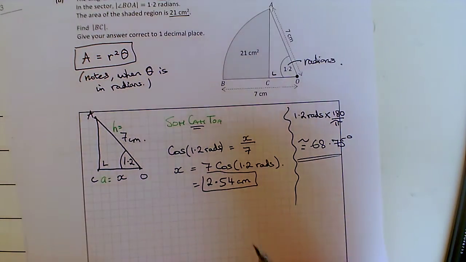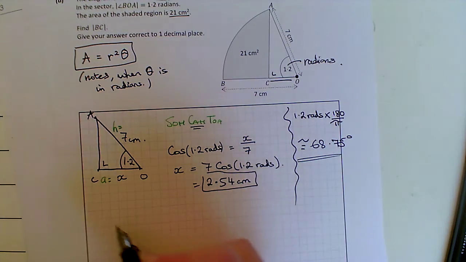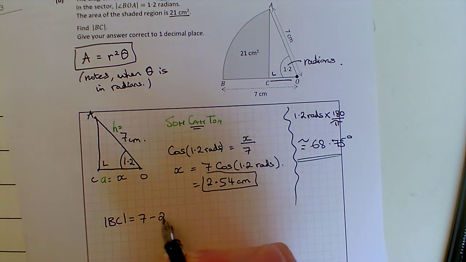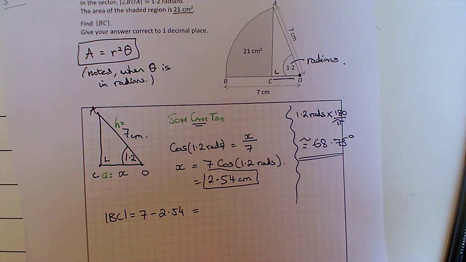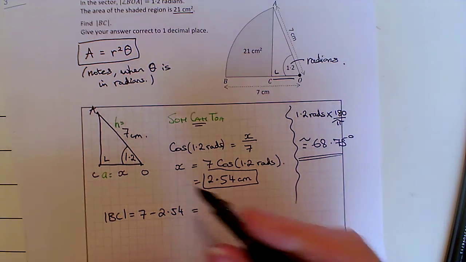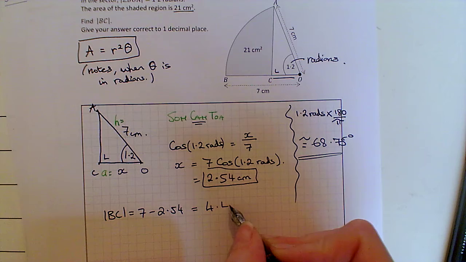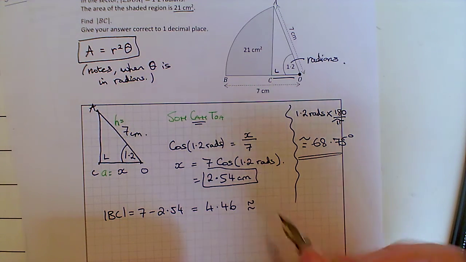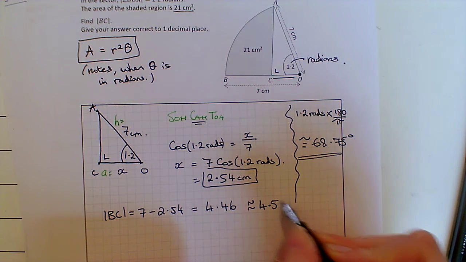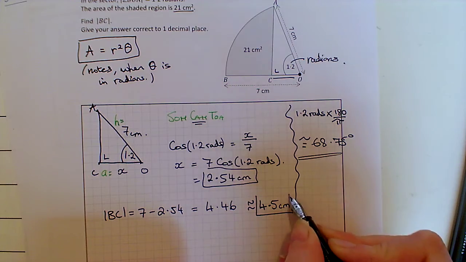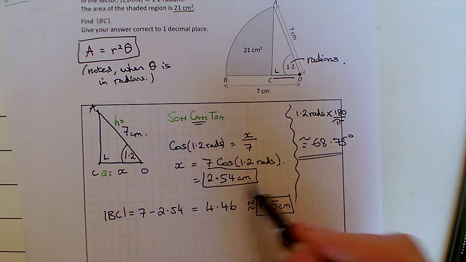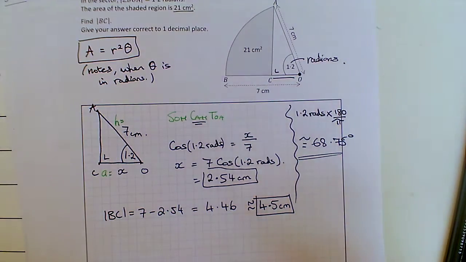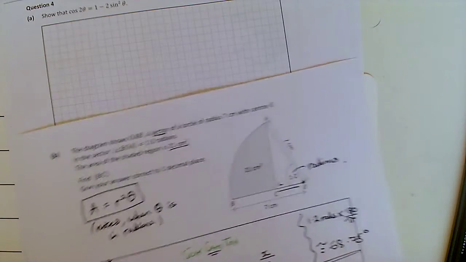And then we can do our calculation. So we know this value here. So BC is 7 minus 2.54, which is 4.46, and that rounds to 4.5 centimeters. That's approximately 4.5 centimeters. If you got 4.4 due to rounding differently to me, that's fine as well. You'll get full marks for that.